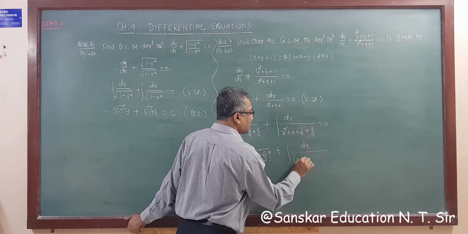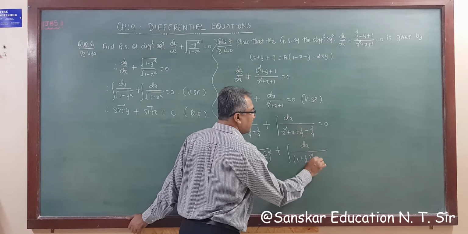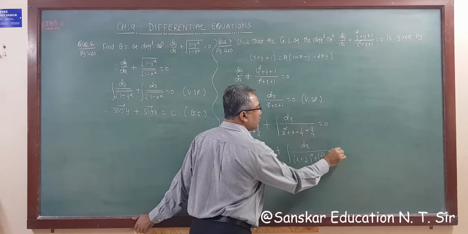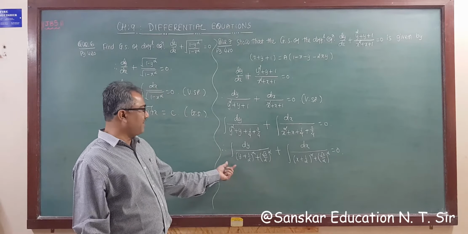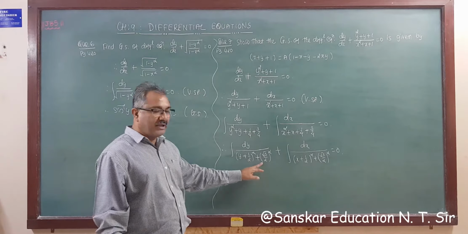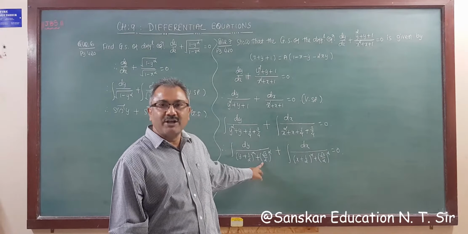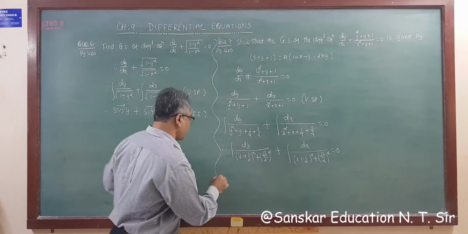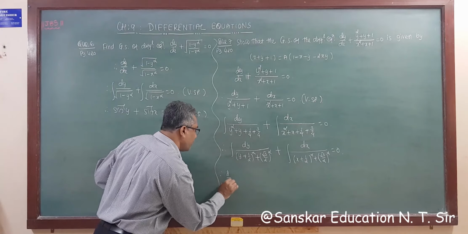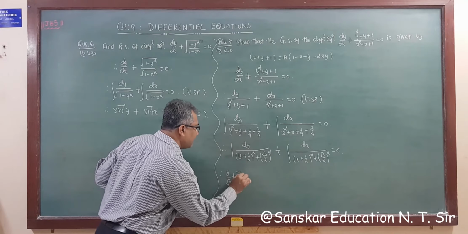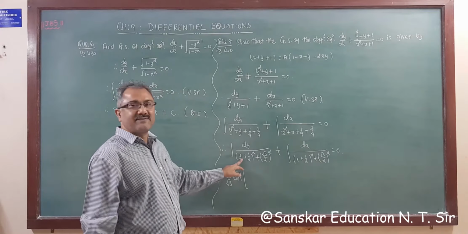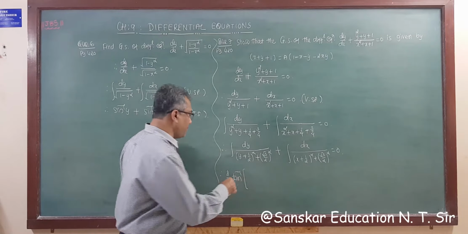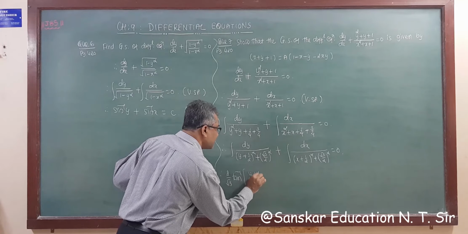This is (x + 1/2)² + (√3/2)² = 0. So this is the formula of the A inverse. So 1 upon A means 1 upon √3/2, which is 2 by √3. So I am writing directly 2 by √3 tan inverse x, that is y plus 1 upon √3. Sorry, y plus 1 upon root 2. So this is y plus 1 upon root 2.